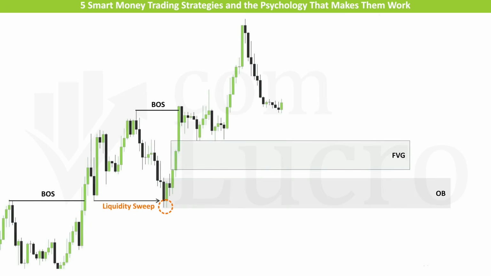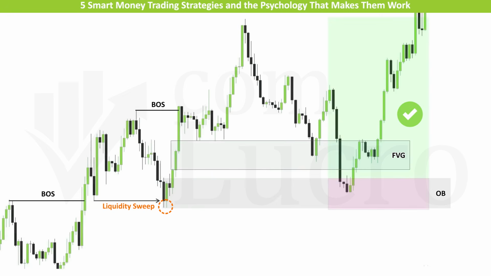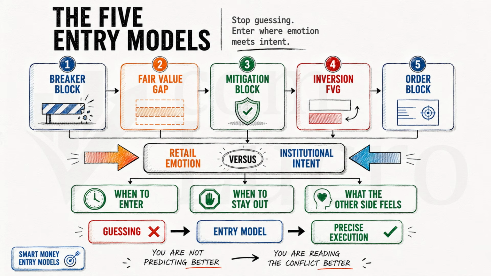Every time you enter a trade, someone more experienced is happily taking the other side of it. The uncomfortable truth in smart money trading is that the crowd usually enters at the worst possible price and feels most confident right when it does. In this video, I am going to show you how to flip that with 5 entry models: the breaker block, the fair value gap, the mitigation block, the inversion fair value gap, and the order block.